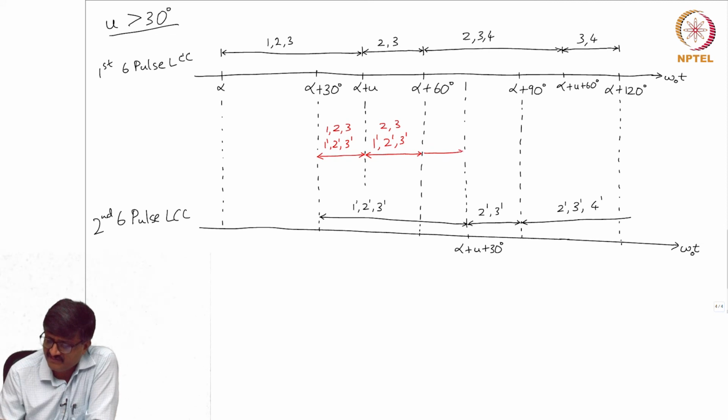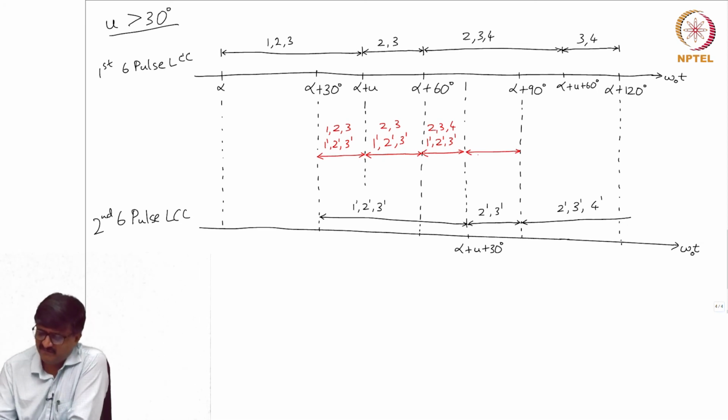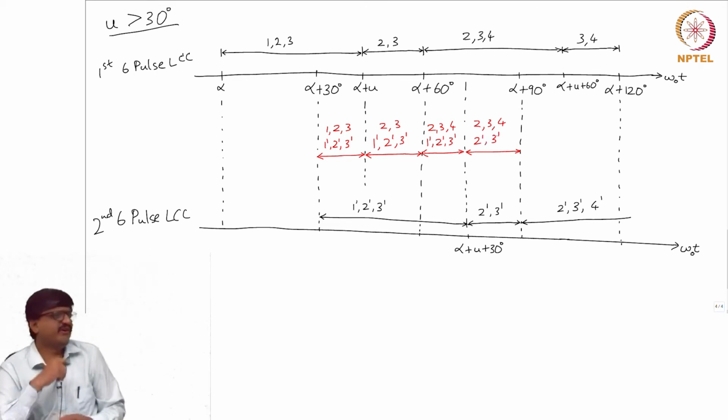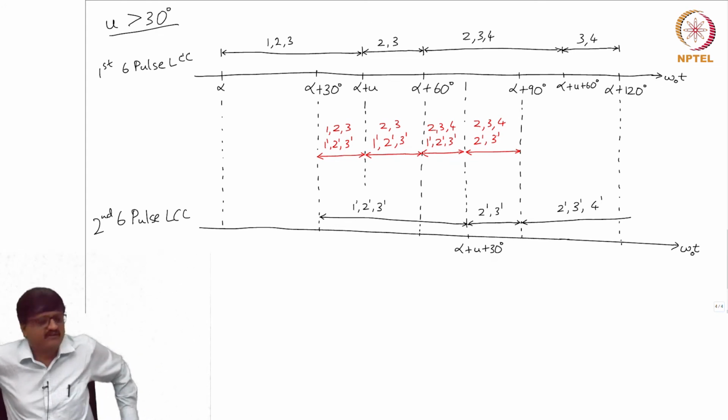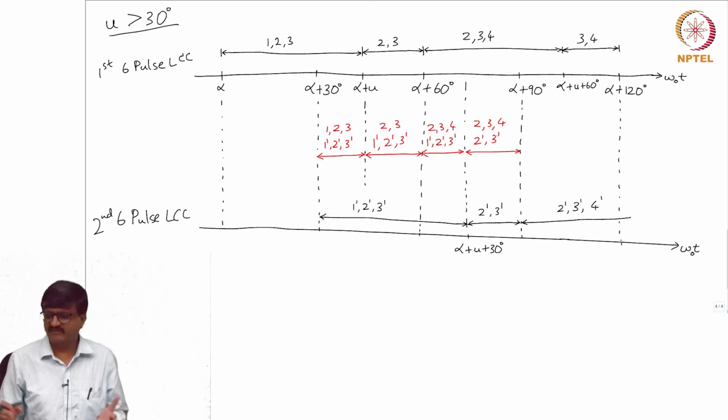Then from alpha plus 60 to alpha plus u plus 30, 2, 3, 4 and 1 prime, 2 prime, 3 prime. And from alpha plus u plus 30 to alpha plus 90, it is 2, 3, 4 and 2 prime, 3 prime. Though it is sufficient to consider only one interval of 30-degree duration for the 12 pulse LCC, I have shown for 2 intervals, that is for 60-degree duration.